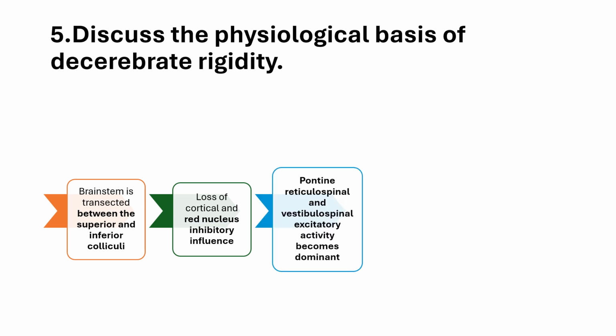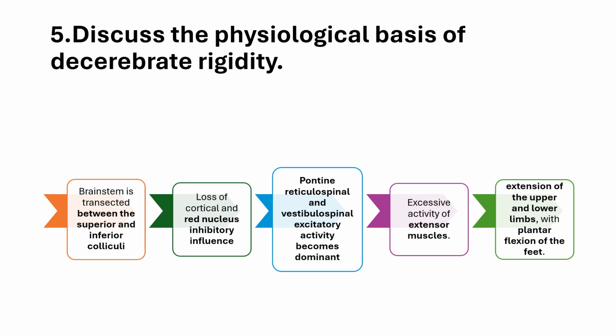So the pontine reticulospinal tract and vestibulospinal tract are excited because they lost the inhibitory influence from the red nucleus, and these two tracts supply the extensor muscles especially. So they get excited, the pontine reticulospinal and the vestibulospinal, and they stimulate the extensor muscles. There will be excessive activity of extensor muscles leading to extension of upper and lower limb with plantar flexion of the feet.